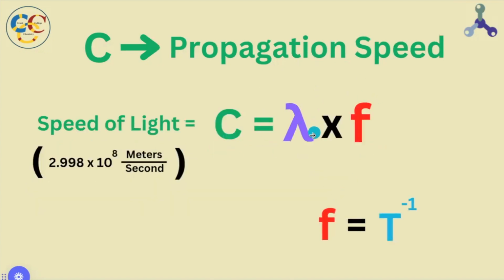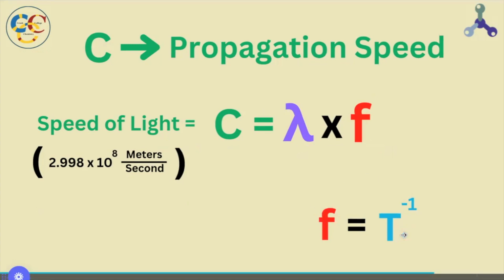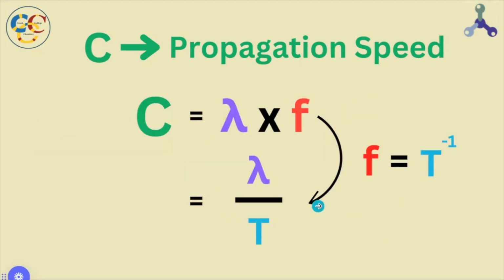Or simply, c is equal to lambda times frequency, because frequency and period are inverses of each other. This is a way we can summarize everything together from an equation standpoint.